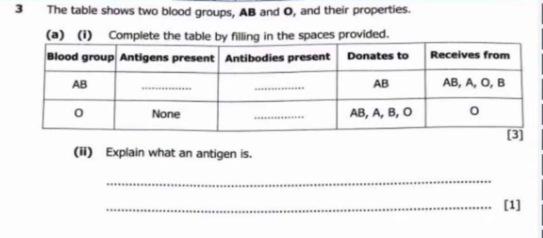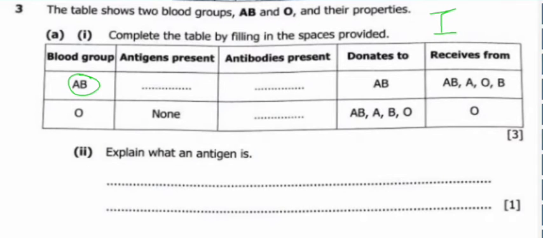So when it comes to the antigens, they are present in the cell membrane of the red blood cells. Then when it comes to the antibodies, these antibodies are present in the blood plasma, right? So when it comes to the antigens present in AB, the antigens are represented by the allele, which is capital letter I.